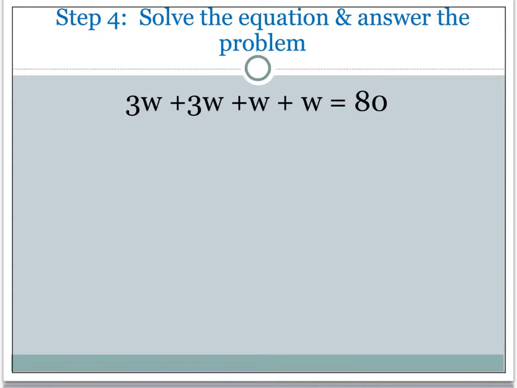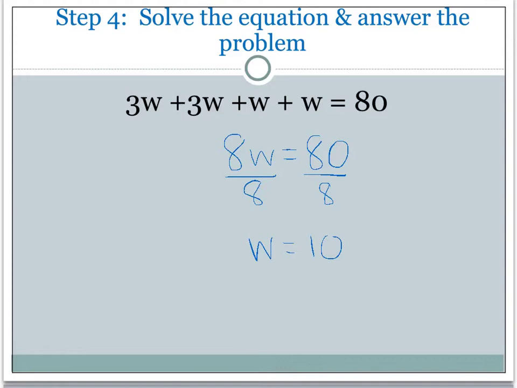Step 4 is to actually solve the equation. So you can see 3W plus 3W plus W plus W is equal to our perimeter of 80. By how we solve equations, there are like terms here. 3W and 3W and W and W add up to 8W, which is equal to 80. We also want to get our W by itself. Using our inverse operations, we divide both sides by 8, and we end up with W equals 10. Now remember, that's the width. That's what the W actually stands for.